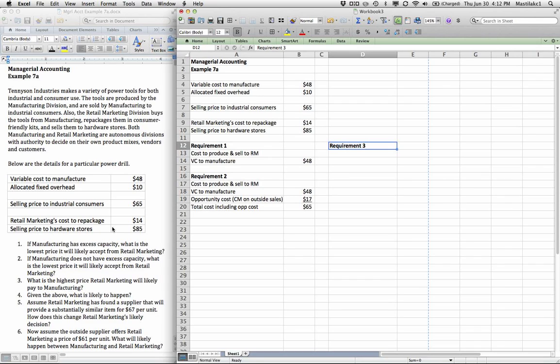Well, in this setting, what do I get for buying one of these power drills? If I'm now the retail marketing manager, I get a selling price. If I get one of these drills and repackage it, I can sell the good to hardware stores for $85. It costs me $14 to repackage the industrial good to a consumer good.